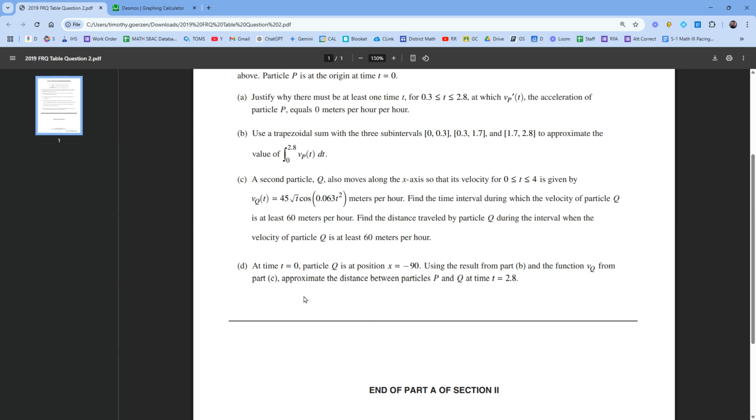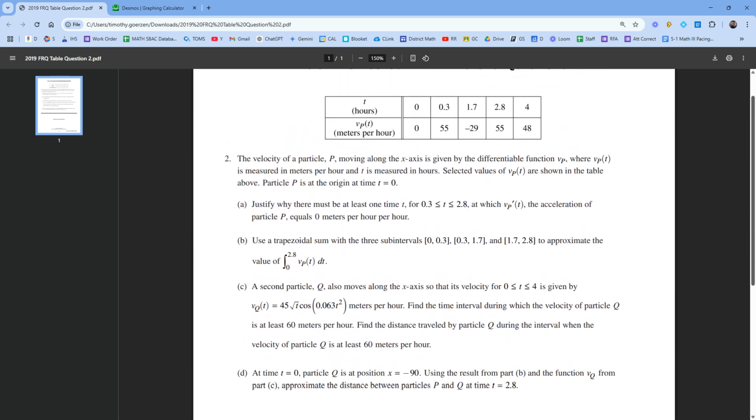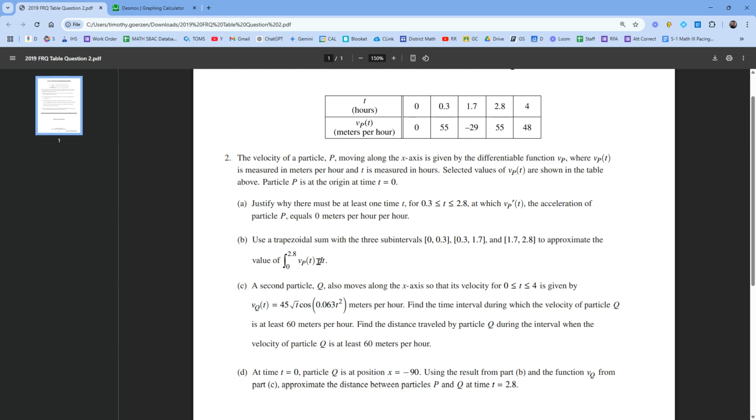So I'm going to start with Q. So to do Q, it starts at negative 90. So I'm going to write down negative 90 plus, and then I'm going to integrate to find its position. And the bottom bound is going to be 0, and then my top bound is what I'm looking for, which is 2.8. And then I'm going to subtract. And then I'm going to find the position at 2.8 here using this table, what we did here.